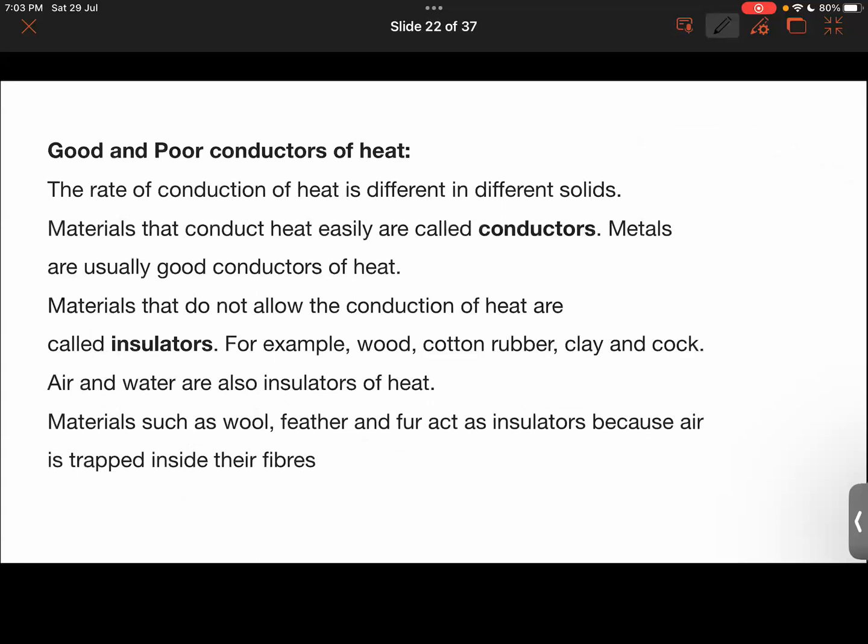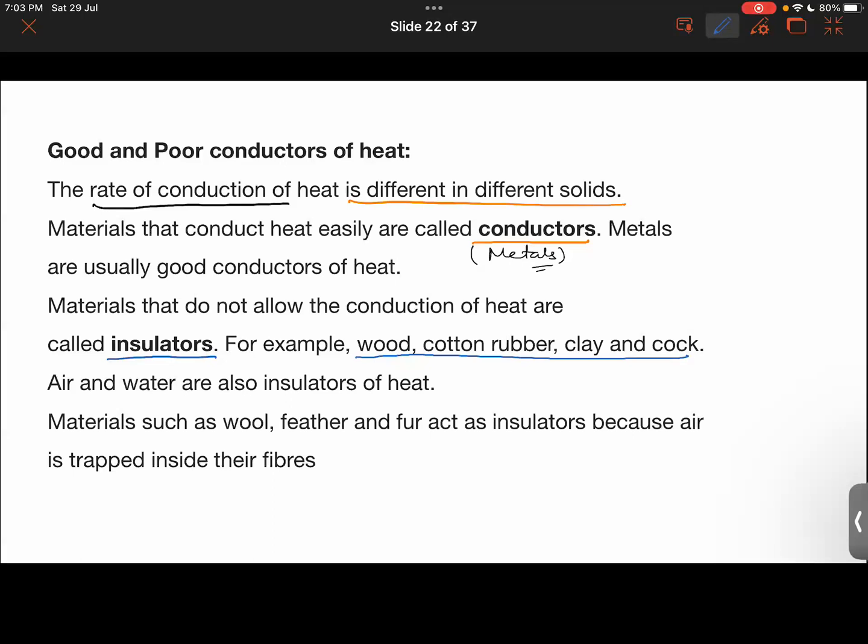So basically, we know that the rate of conduction of heat is different in different solids. Some of the materials easily allow heat to pass through them, and hence they're called conductors. Whenever you hear the term conductor, it basically means metals. Immediately you should have the idea that we are talking about metals here. And we already saw examples of materials that, although they are solid, are bad conductors, also called insulators, right?